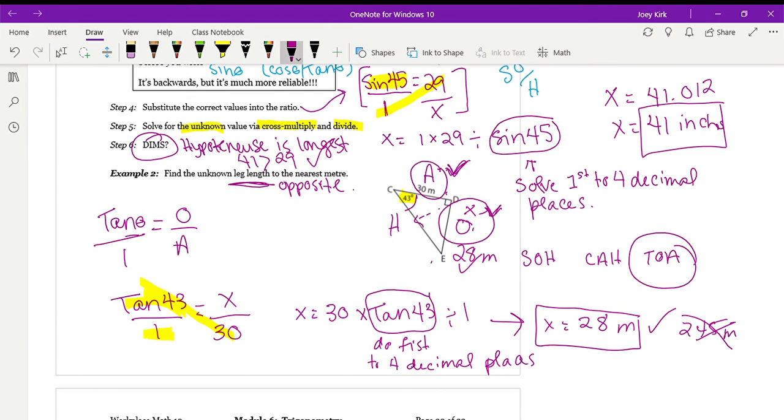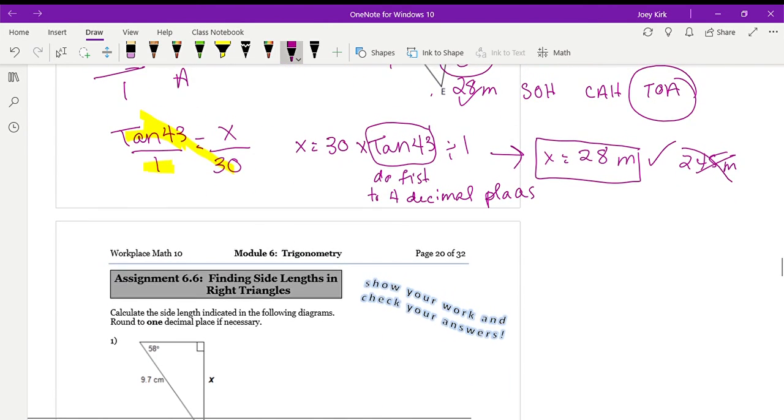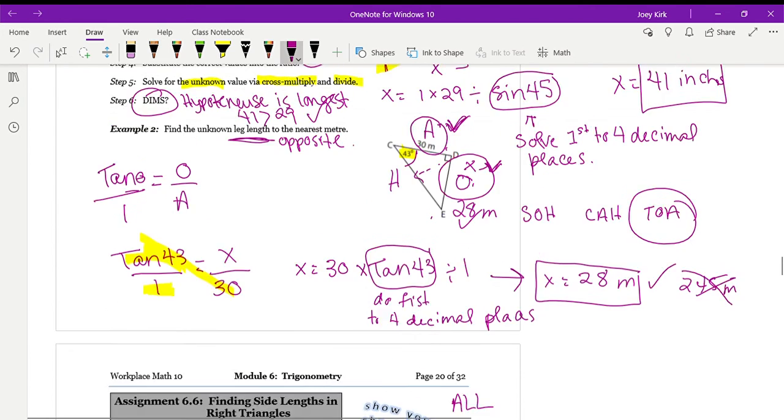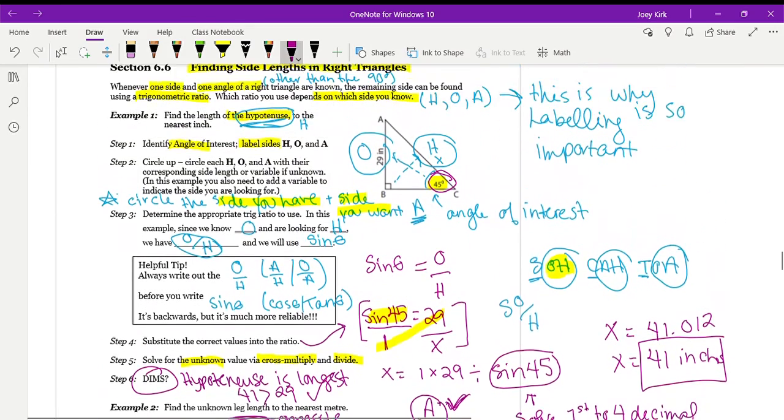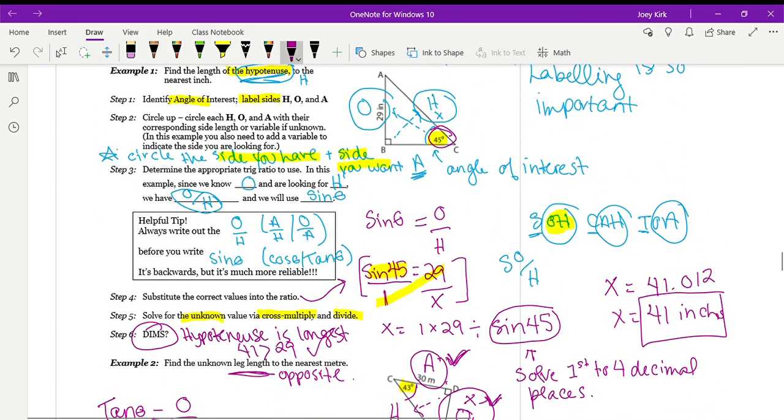All right, so please do all of assignment 6.6 if you are doing all of the questions, or if you're just going to try and get 50% and do every other question, you can go ahead and do every other question. But just make sure you follow these steps, because that is what's going to allow you to always solve the question correctly.